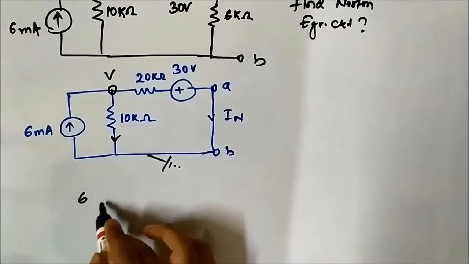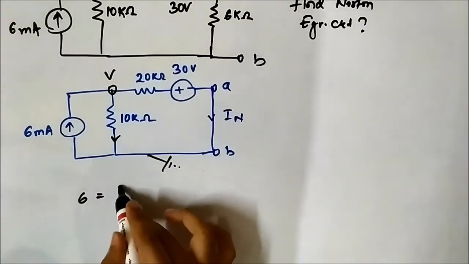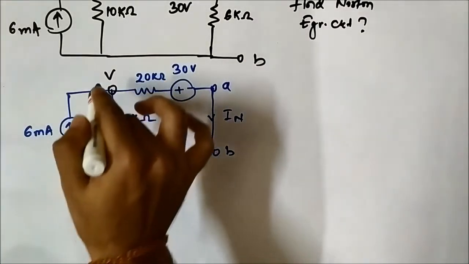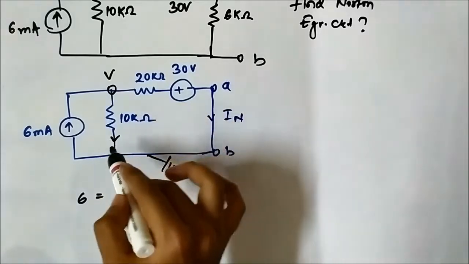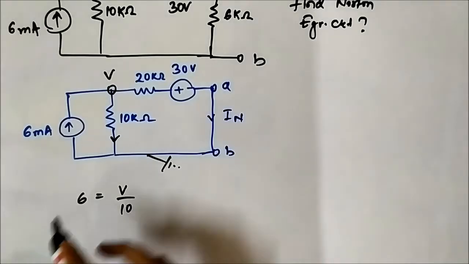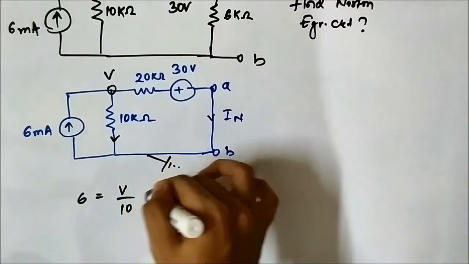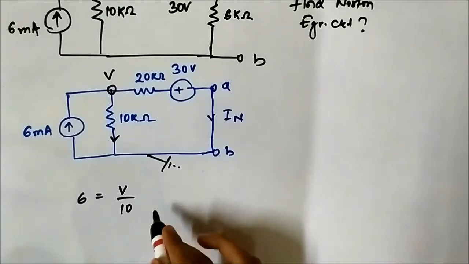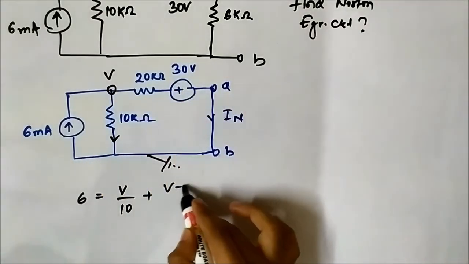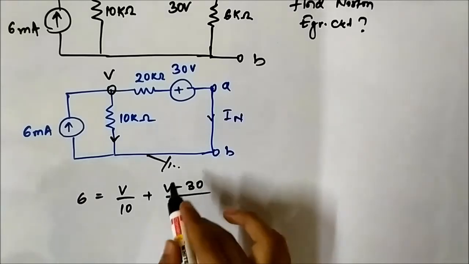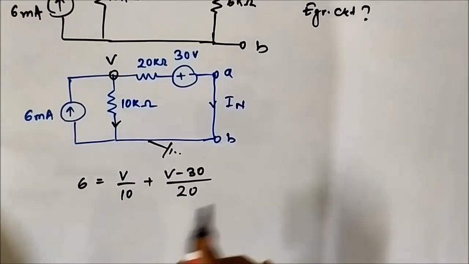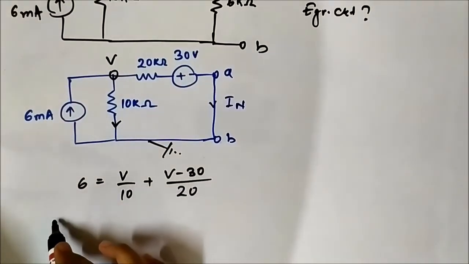6 is equal to V by 10. 6 is the incoming current towards the node. This current is flowing away. This current IN is also flowing away. So, they are on the other side of the equation. V minus 0, that is ground, by 10. So, V by 10 plus V minus 30 volt by 20. Okay, that is the nodal equation. So, we will solve it to find V.